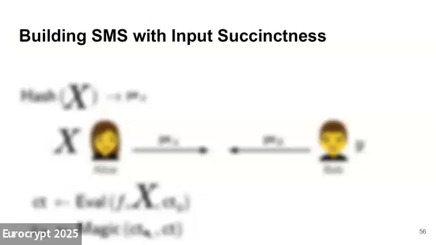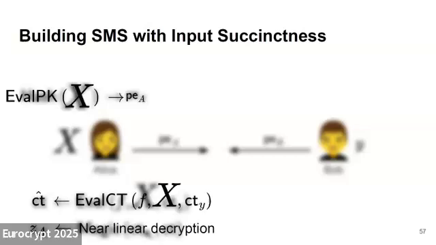Okay, so mapping the ingredients I had before to this high-level intuition, we're going to use the eval-PK algorithm from the GVW predicate encryption scheme to hash Alice's input X. And then the evaluation algorithm will be mapped to this eval-CT algorithm. And then we're going to use the near-linear decryption property to derive the secret share. That's kind of the magic trick at the end.